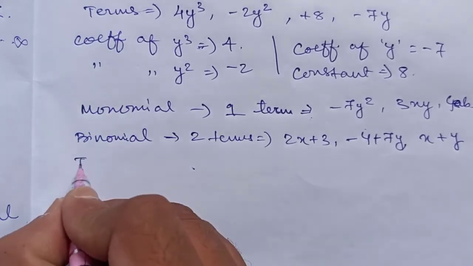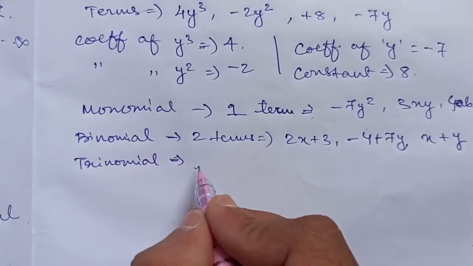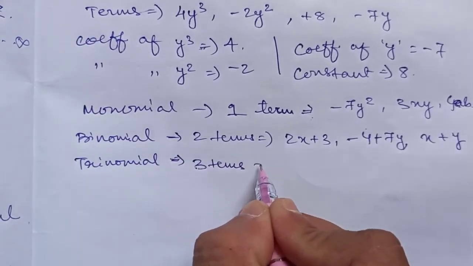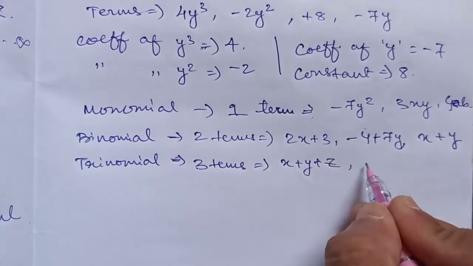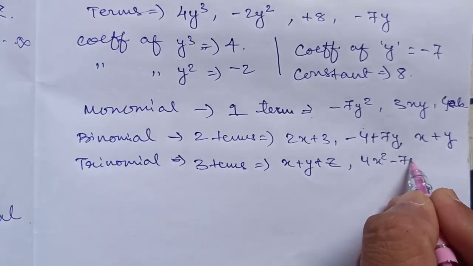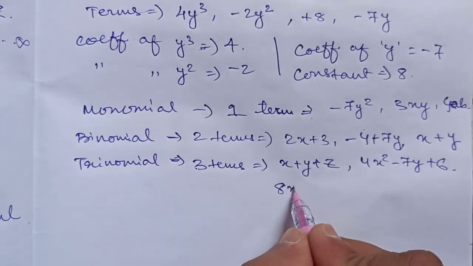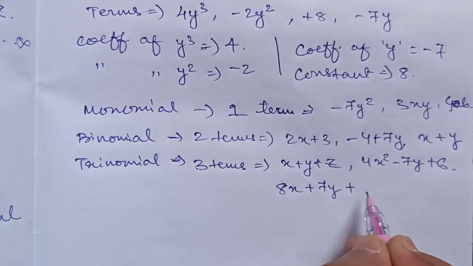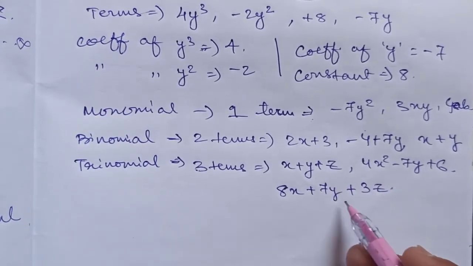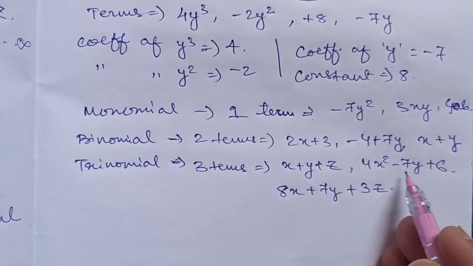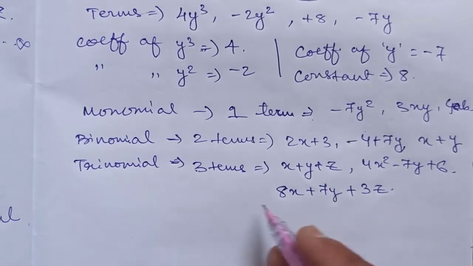Okay, next is trinomial. What is trinomial? Trinomial means 3 terms. Like x plus y plus z, 4x square minus 7y plus 6. This is also a trinomial. 8x plus 7y plus 3z. This is also a trinomial. So it should be separated by 2 operators. These are called trinomials.